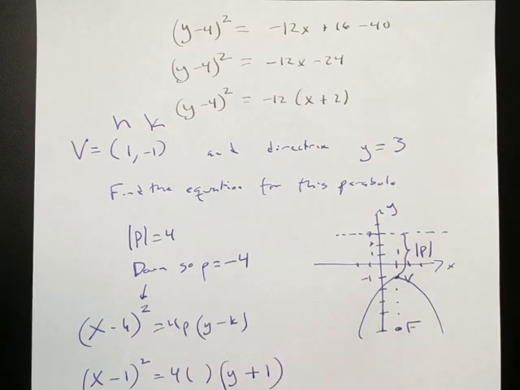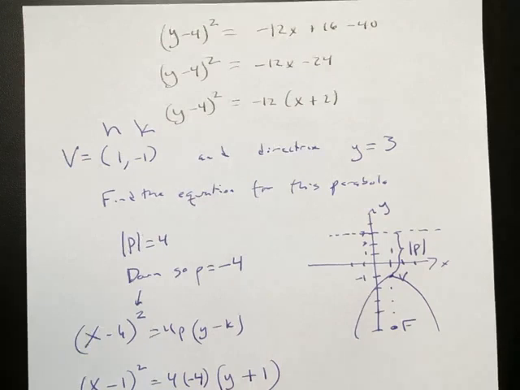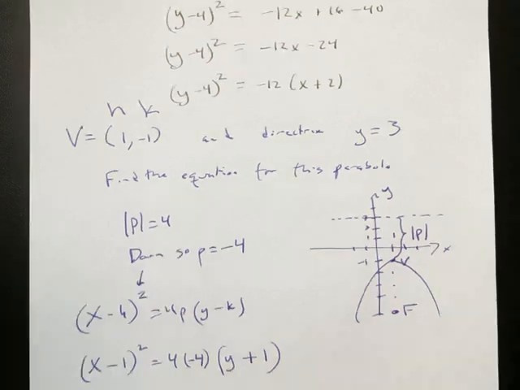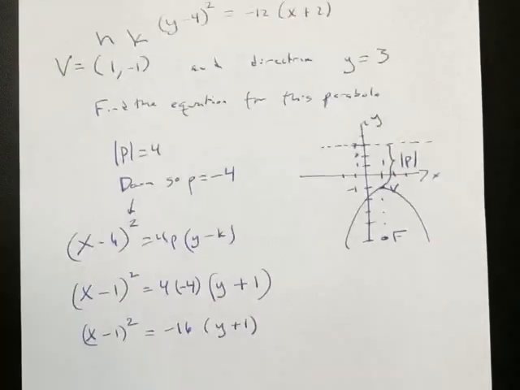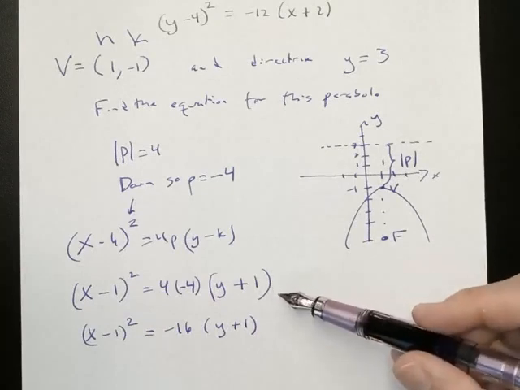There's where my sign changes. I know what P is. P is -4. That goes right there. If you really want to, you could multiply those together and write this as -16, y plus 1. But if all I say is, what's the equation, you could stop right here. That's perfectly acceptable.